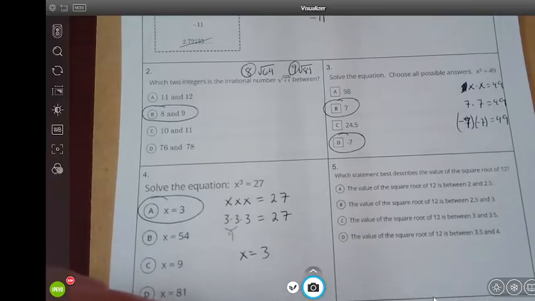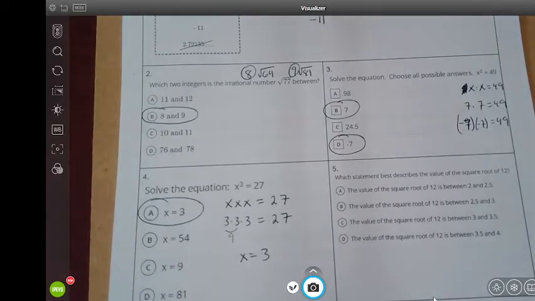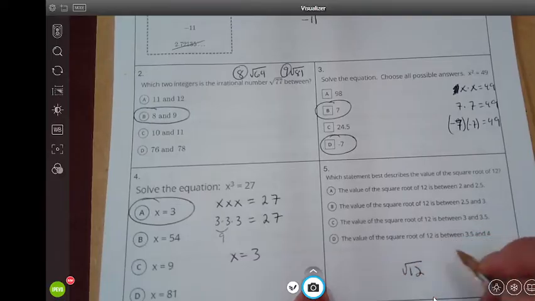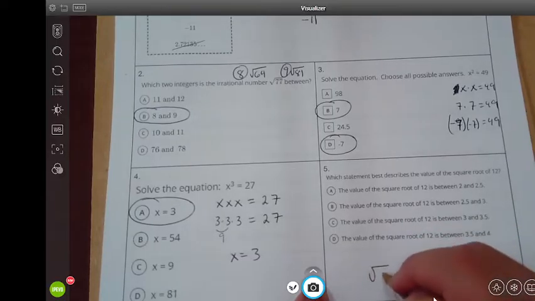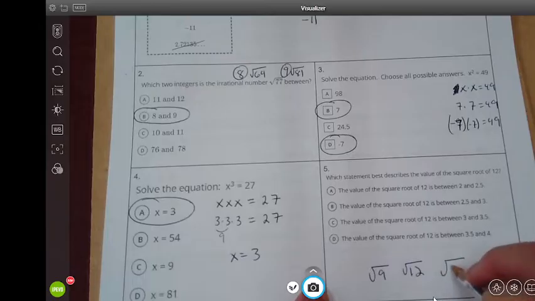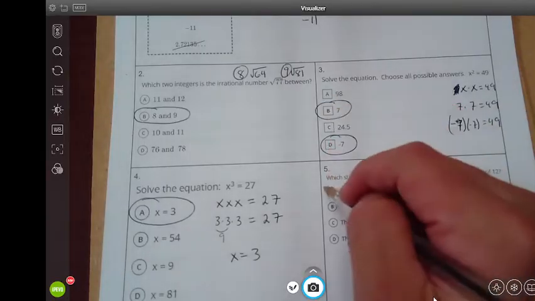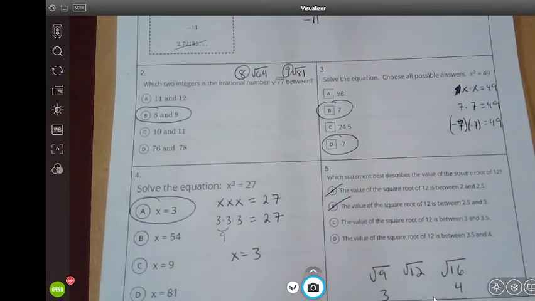Number 5, which statement best describes the value of the square root of 12? So if I have the square root of 12, it is between the square root of 9 and the square root of 16. It is between 3 and 4. Okay, so it has to be between 3 and 4. So A and B talk about it being between 2, 2.5, and 3. A and B, we're going to go ahead and eliminate those. Okay, we know this is a 3-point-something number.